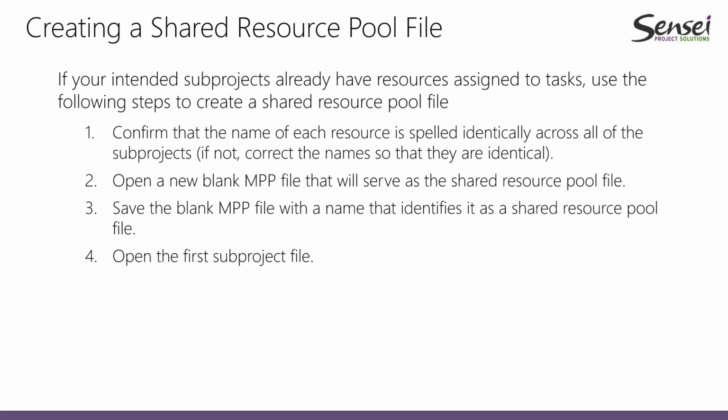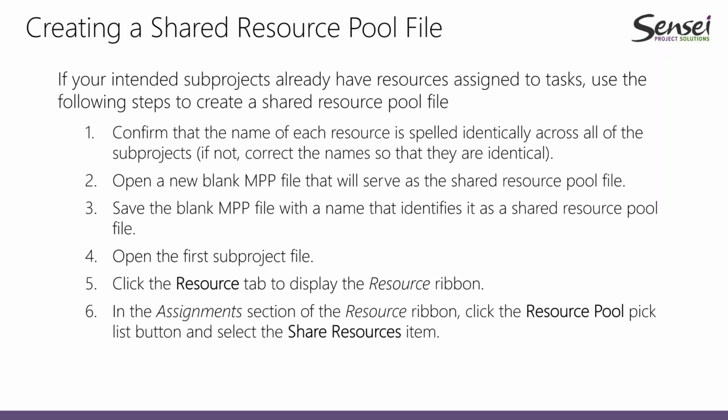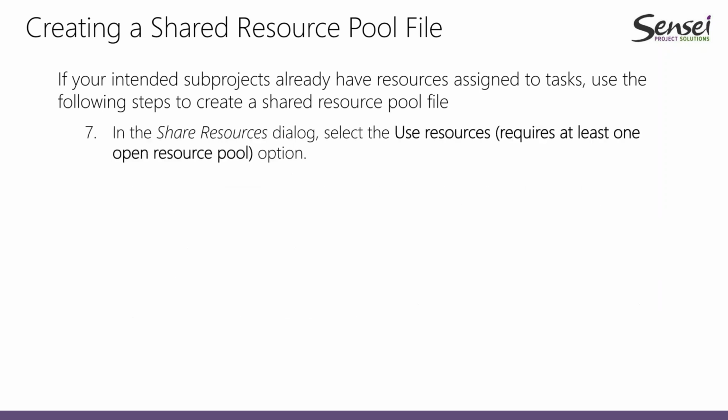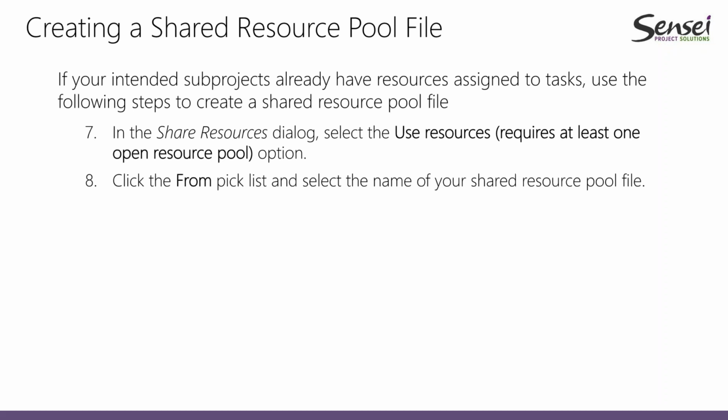Then you'll open your first sub-project. You'll click the Resource tab. In the assignment section of the resource ribbon, you'll click the resource pool pick list button. You'll choose the item share resources. In that dialog, you will select the options. The option use resources requires at least one open resource pool option.